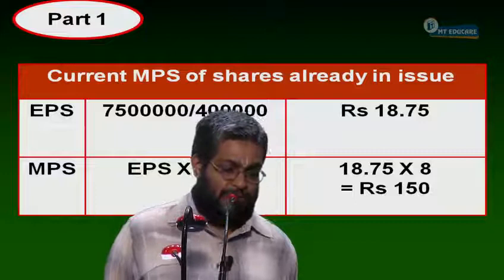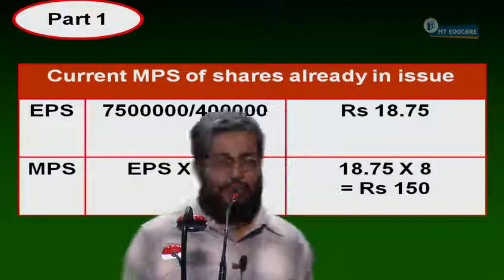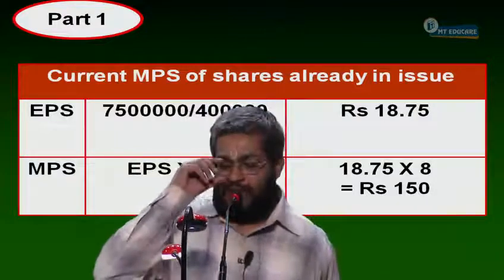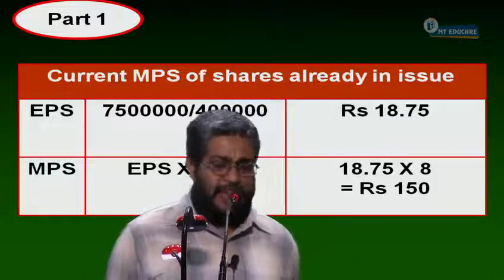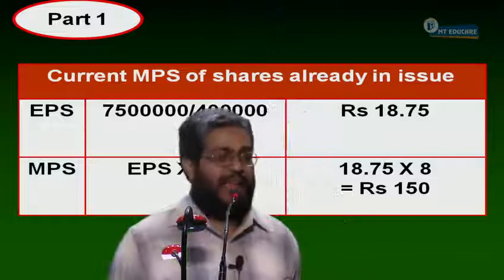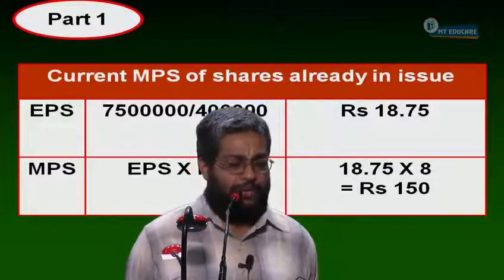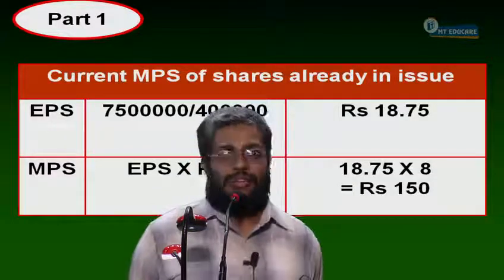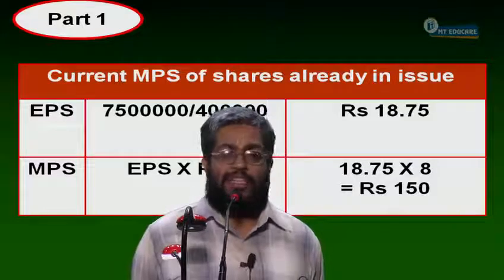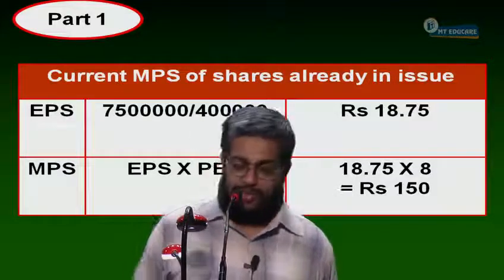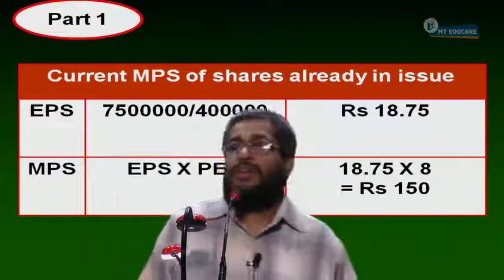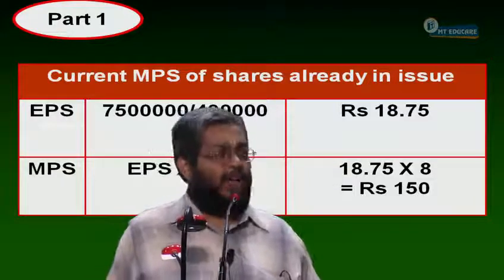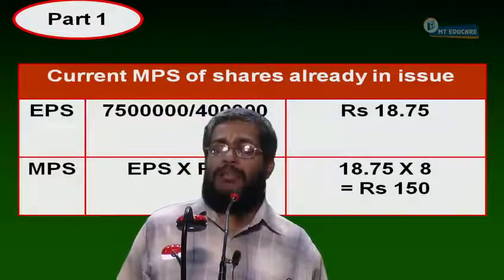DCF, discounted cash flow, is equal to cash flow divided by KE. 75 lakhs divided by 12.5% is equal to how many crores? 6 crores. DCF is equal to 6 crores. Now, the value of all the shareholders, how much here? 6 crores.